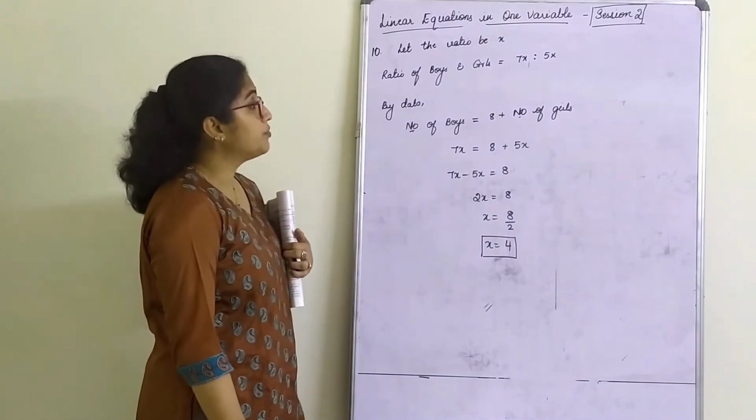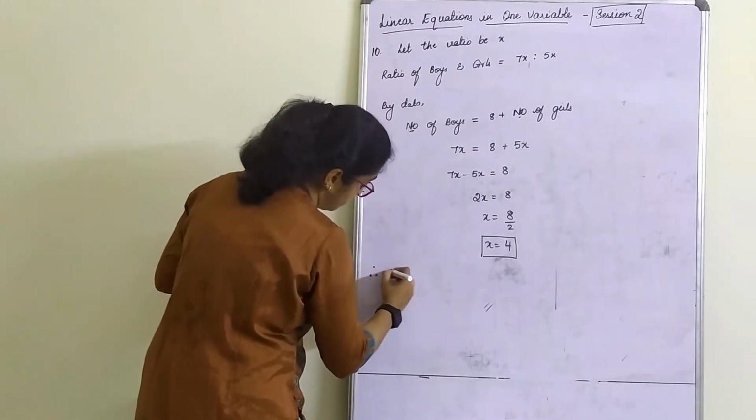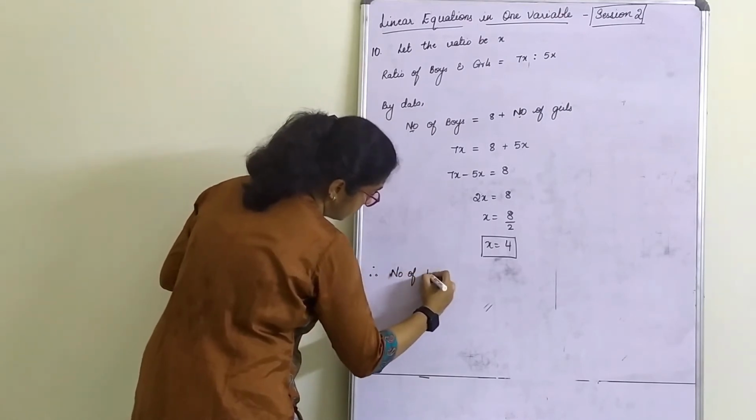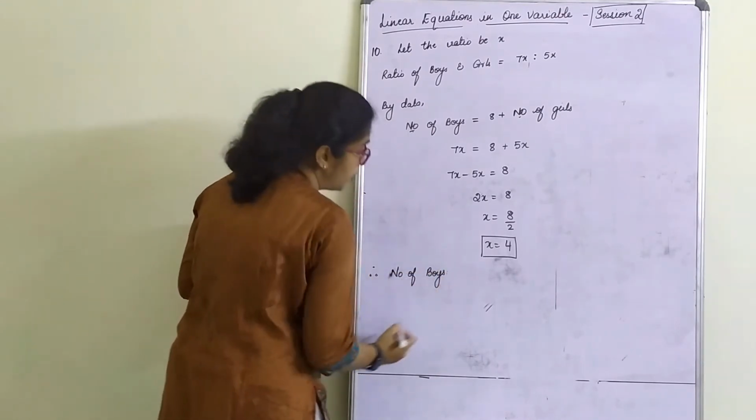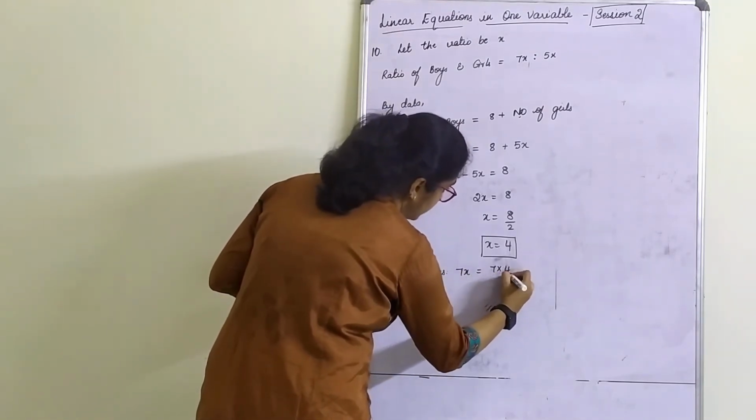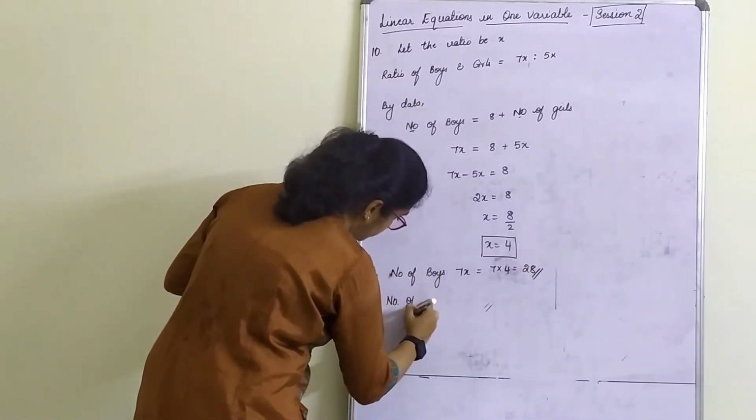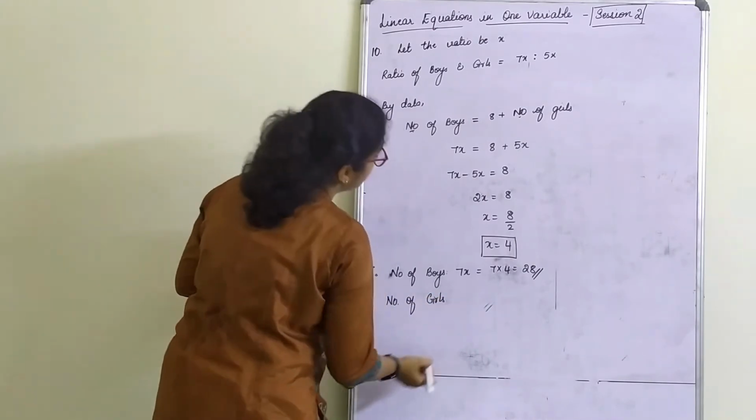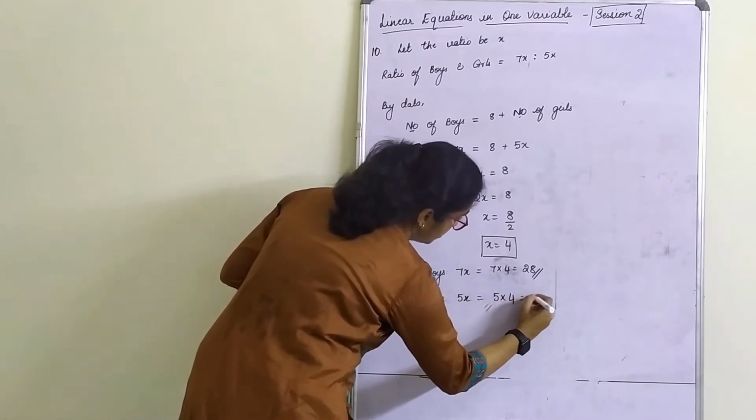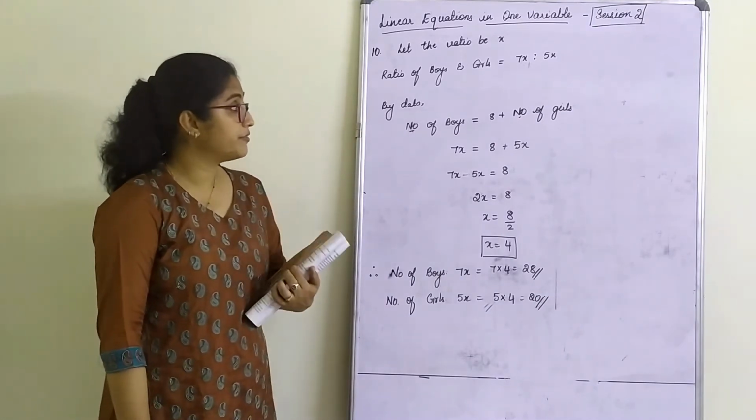Okay. So if x is equal to 4, let us find out the number of boys and girls. Therefore, the number of boys, they are 7x. So that is equal to 7 into 4, 28. And the number of girls are 5x. That is equal to 5 into 4 is equal to 20. Okay. So these are the number of girls and number of boys.